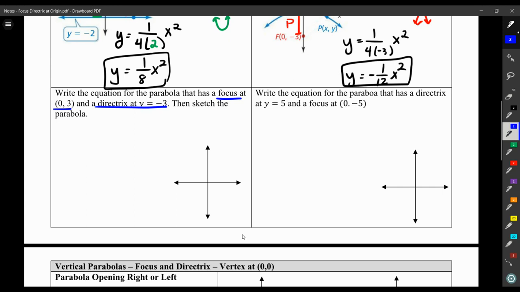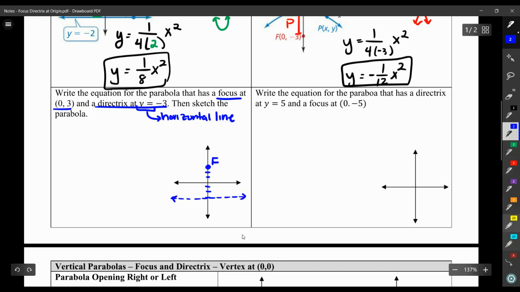So the focus is a coordinate at (0, 3). So (0, 3) is here, and I'm going to label it with an F. And it tells me the directrix is at y equals -3. So when you have this y equals, that's telling you that this is a horizontal line. So y equals -3 is here, and I'm going to draw my horizontal directrix here.